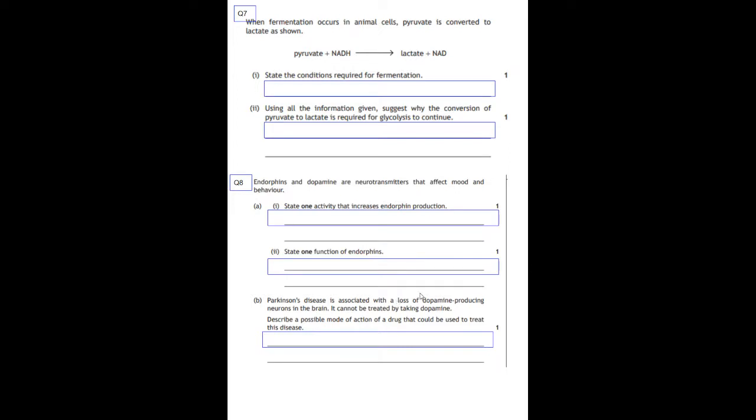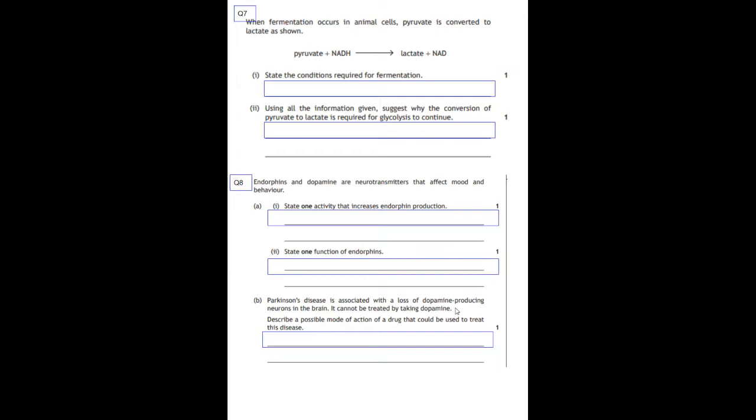Parkinson's disease is associated with a loss of the dopamine-producing neurons. It cannot be treated by taking dopamine. Describe a possible mode of action a drug could be used to treat the disease. So the answer is it acts as a dopamine agonist. So it mimics the action of dopamine, which I always think is a bit unfair, because it's just specifically said if you give someone a chemical that is dopamine, then it doesn't work.